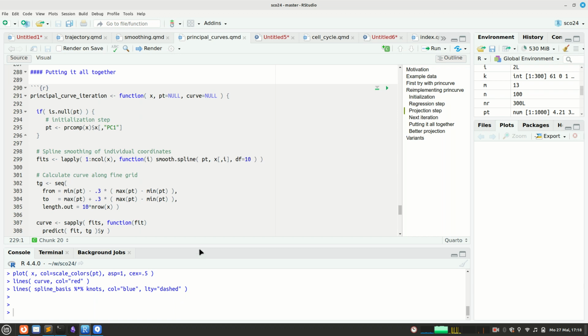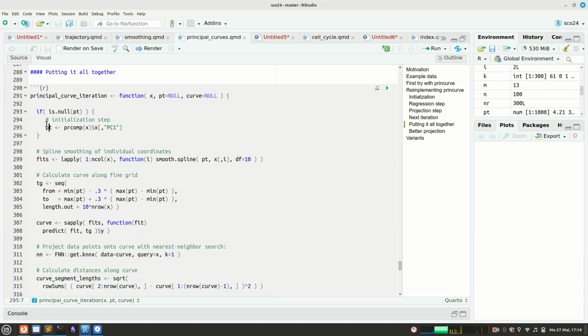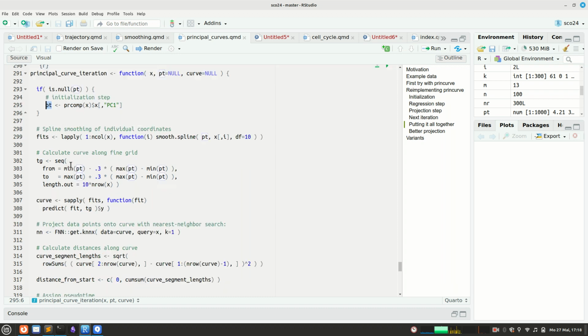So here I put this whole thing together into one big function, where I say, to make one iteration of the principal curve algorithm, you get the results from the previous iteration, or if we're just starting, 0. If we are just starting and no previous data is available, run a principal component analysis, extract the first component of the PCA and use that as the initial pseudo-times. Then, for each coordinate, so for each dimension of our target space, run the spline smoothing algorithm.